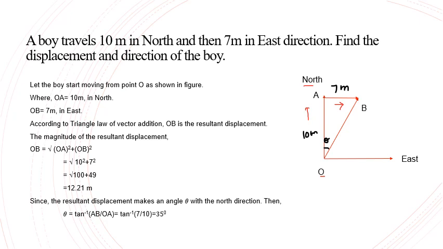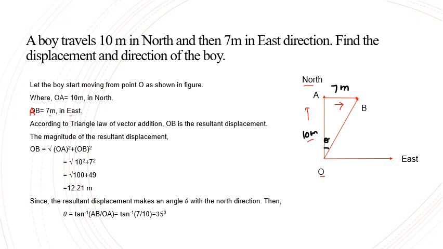This is your question. So first from initial position origin to point A, the distance traveled is 10 meters towards north direction. And from A to B, this is not OB, this is AB, he is taking 7 meters displacement in east direction. According to triangular law of addition, OB is the resultant displacement, isn't it? The third side of the triangle is the resultant displacement.